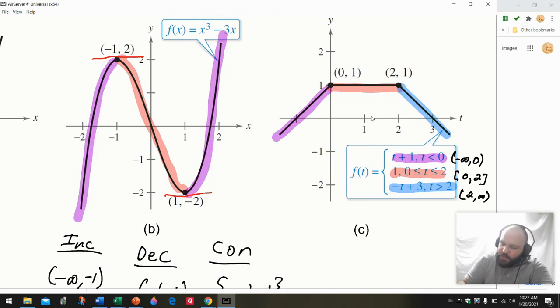So this particular one would be increasing. This particular one would be constant. And then this last one would not be increasing. It would be decreasing.